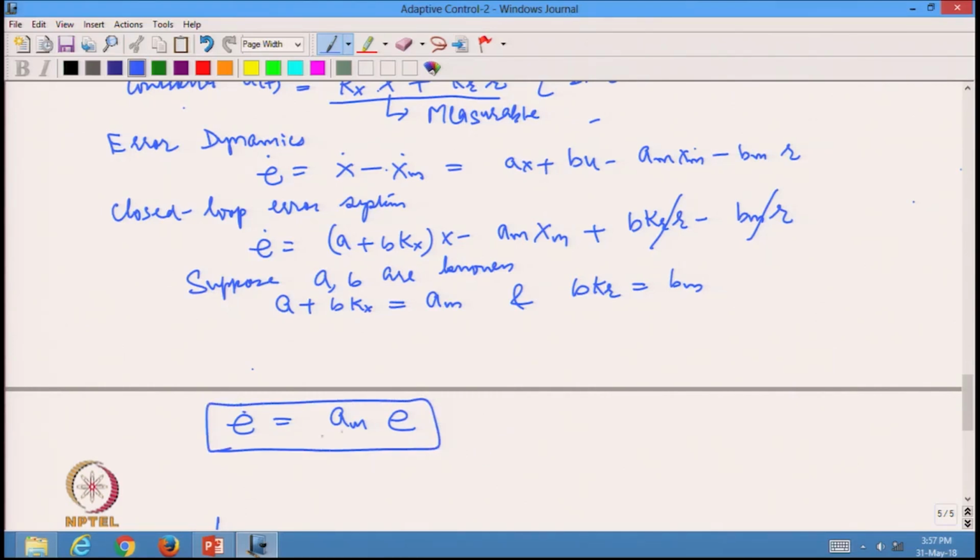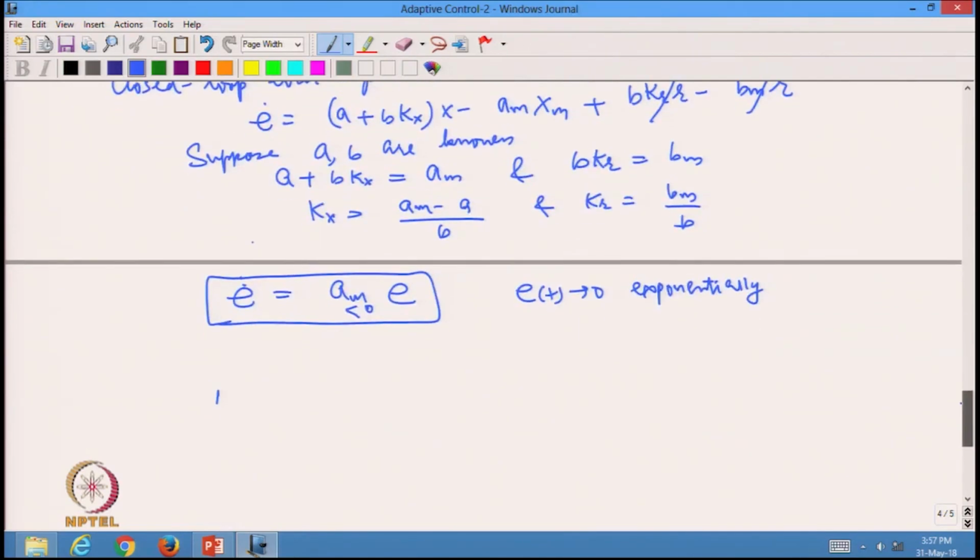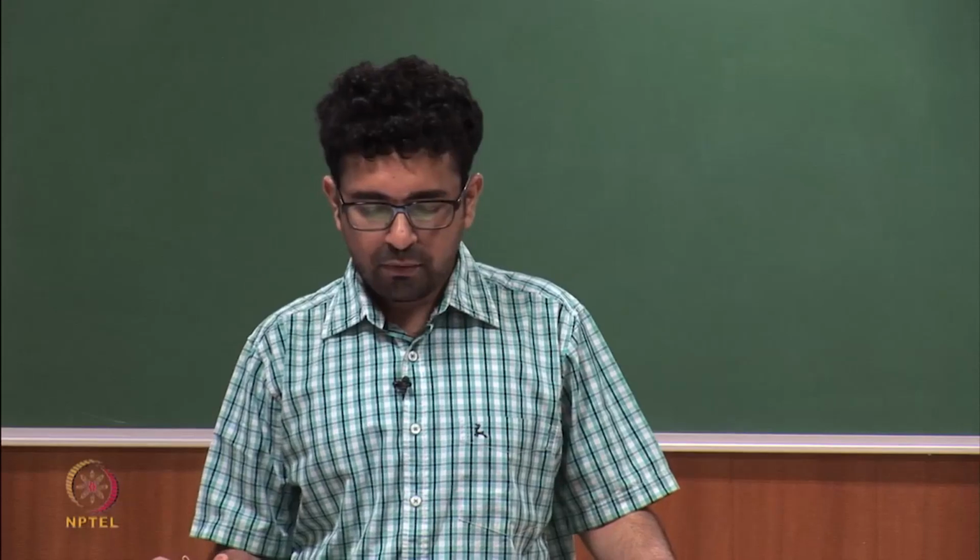So, this is a stable linear system since A m is less than 0. So, E will exponentially converge to 0, right. And here what is the condition? The condition is that we choose k x to be equal to A m minus A over B, and we choose k r to be equal to B m over B. This is similar to the case that we had discussed when the parameters are known, for the mass spring damper case.